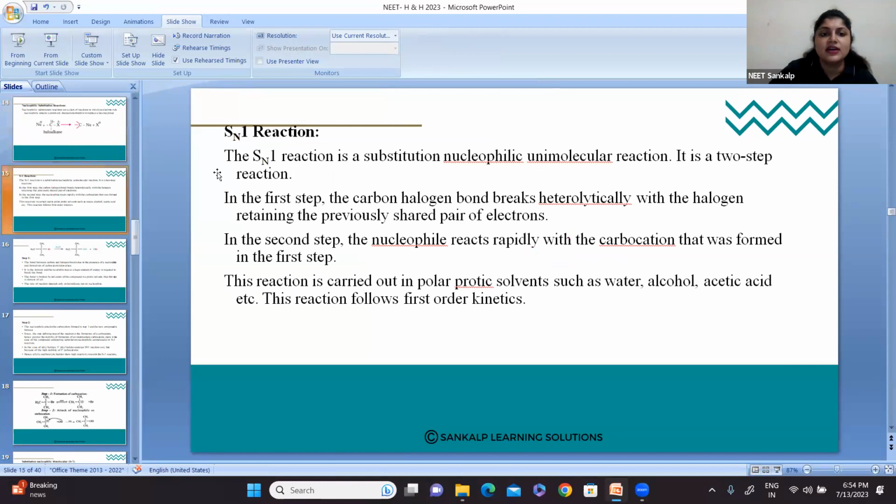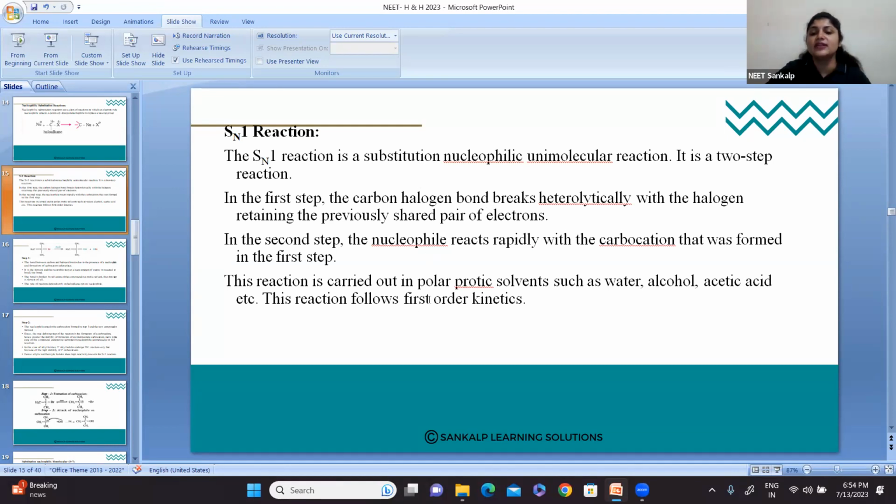Then next, there are two types. One is the SN1 reaction, the second is the SN2 reaction. The SN1 reaction is substitution nucleophilic unimolecular reaction. This is a two-step reaction. In the first step, the carbon halogen bond will break heterolytically, with the halogen atom taking the shared pair of electrons along with it.